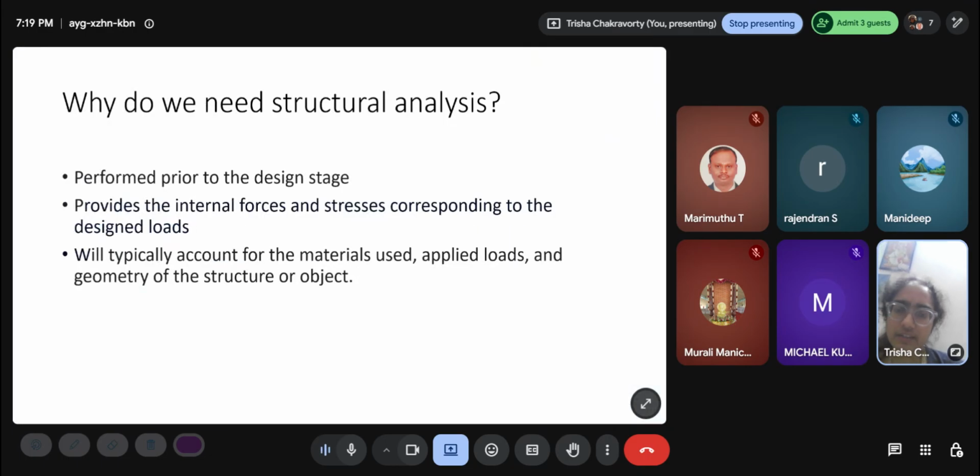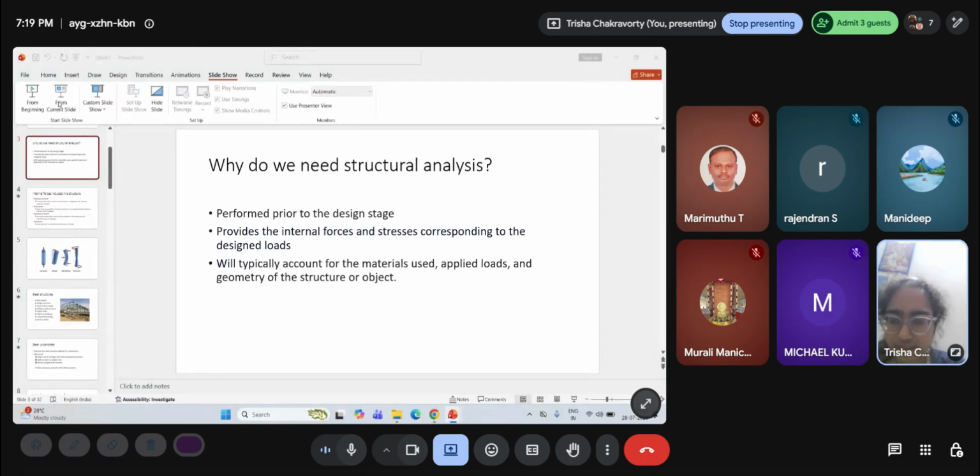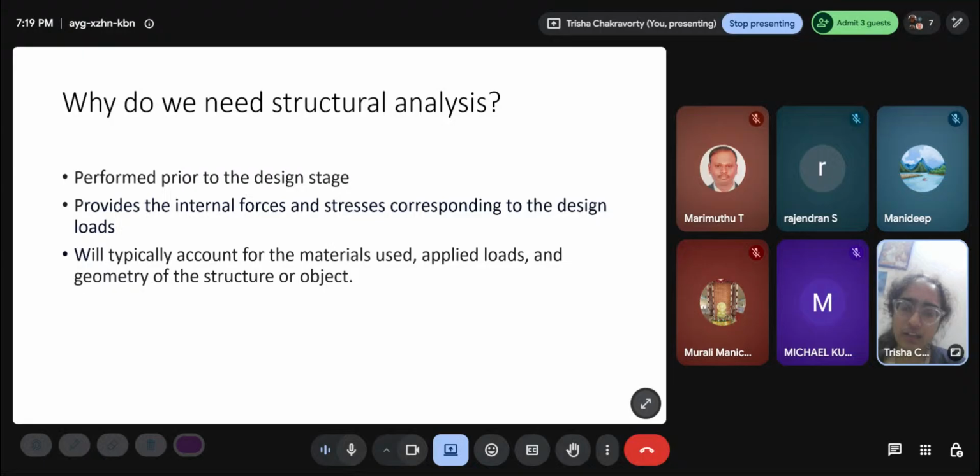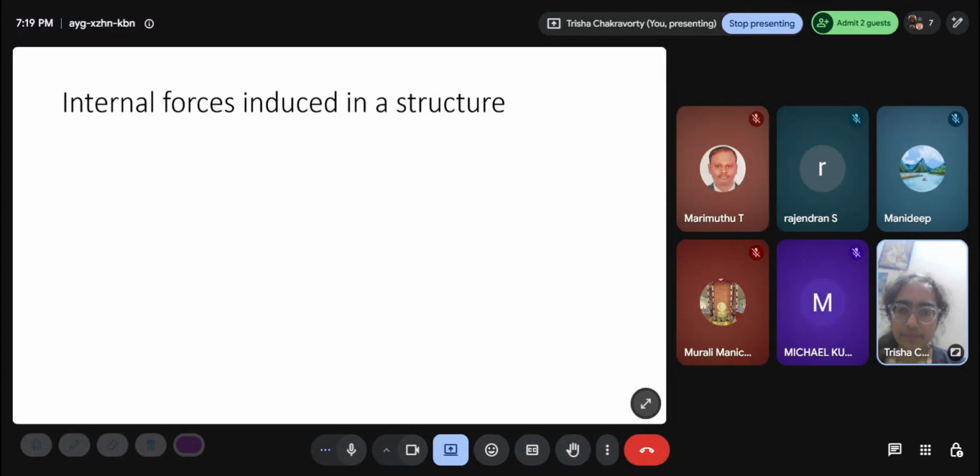Okay, why do we need structure analysis? As I said, it is performed prior to the design stage. So STAAD is a design software, but STAAD also has all that analysis stuff inbuilt in it. So what does the analysis part do? It provides the internal forces and stresses corresponding to the design loads. The design load is got from IS codes, and this will typically account for the materials used, the applied loads, and the geometry of the structured object. Geometry means the dimensions and the connectivity.